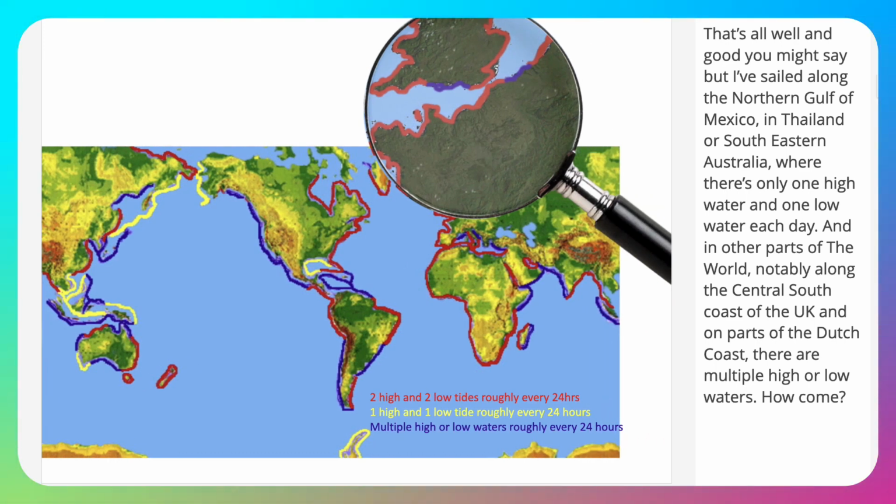That's all well and good, you might say, but I've sailed along the northern Gulf of Mexico, in Thailand, or southeastern Australia, where there's only one high water and one low water each day. And in other parts of the world, notably along the central south coast of the UK and on parts of the Dutch coast, there are multiple high or low waters. How come?